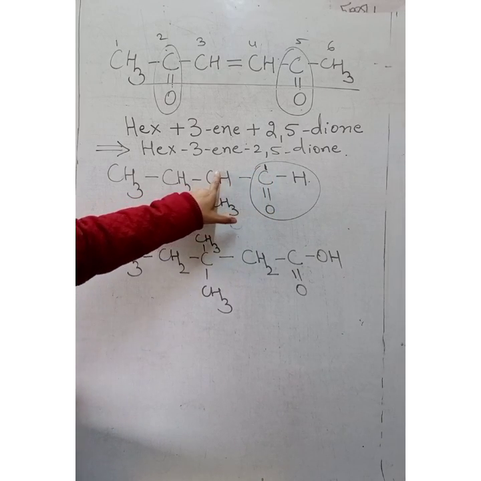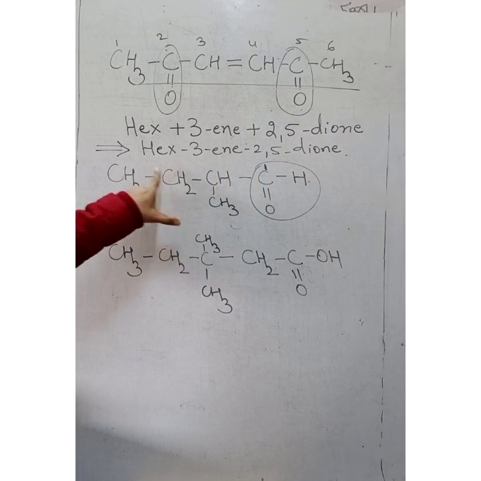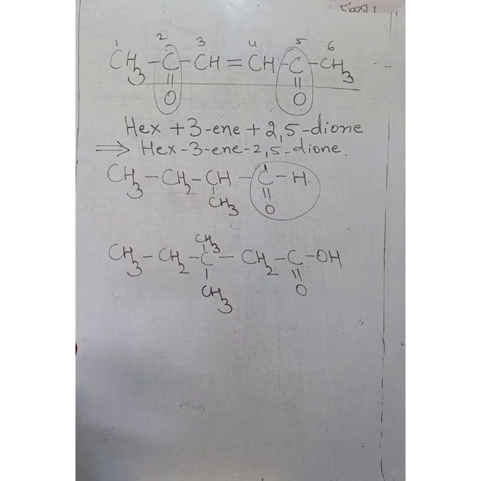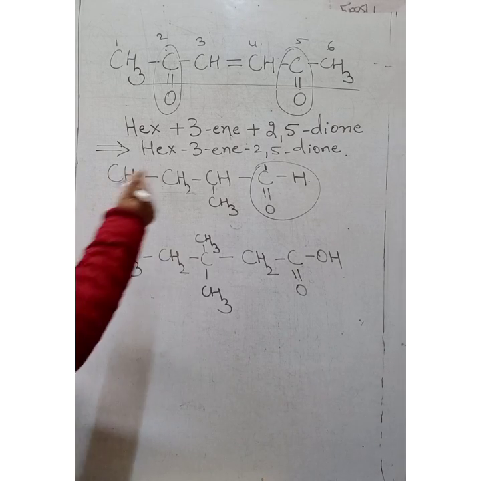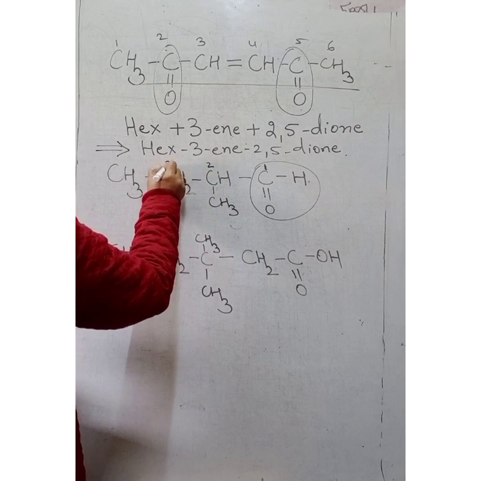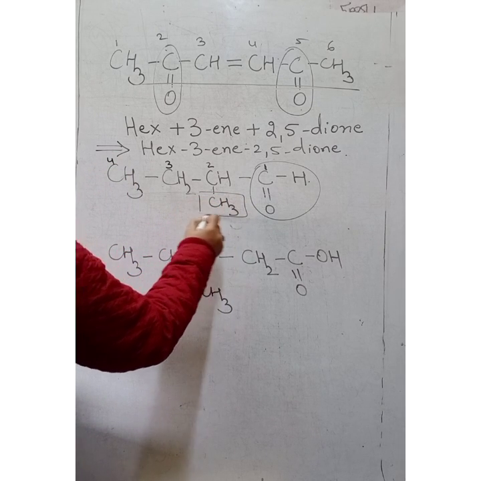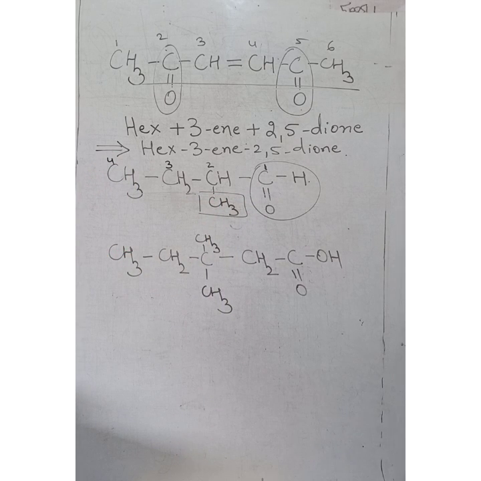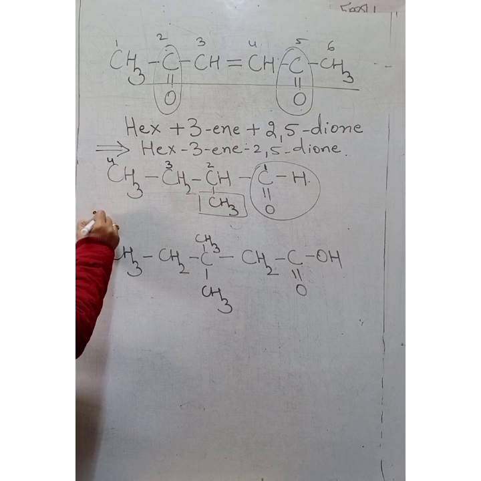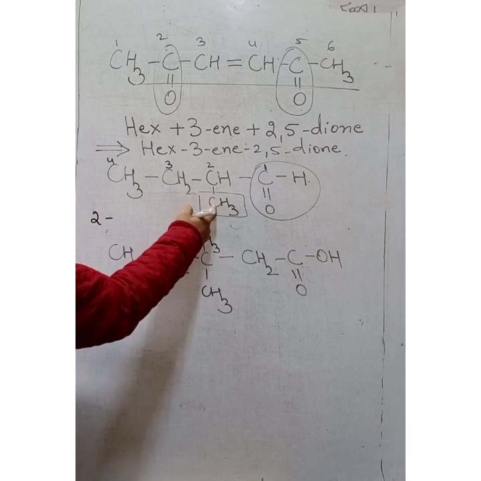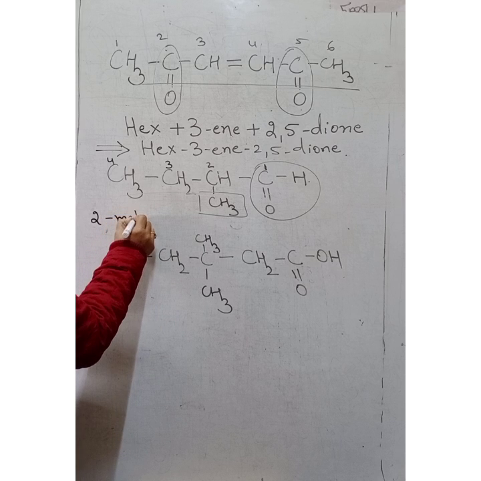So I can see 1, 2, 3, 1, 2, 3, 4. Check all probabilities. So your straight chain is your longest chain. Number the carbon chain in such a way that the functional group gets the lowest number. So 1, 2, 3 and 4. Now this is your substituent group. So now name it. Position 2 is the position. Then what is the substituent present?